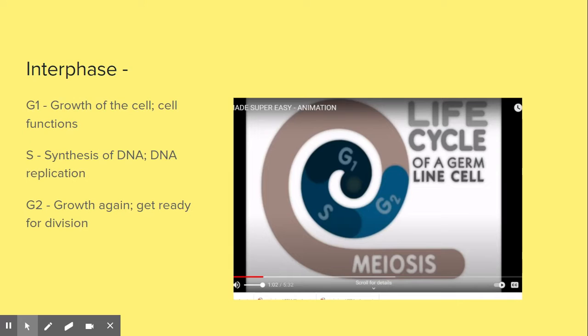Let's go ahead and talk about the process of interphase. In both mitosis and meiosis, the cells go through interphase, in which they grow and the DNA is replicated through synthesis, S for synthesis, and the cells grow again, getting ready for division.